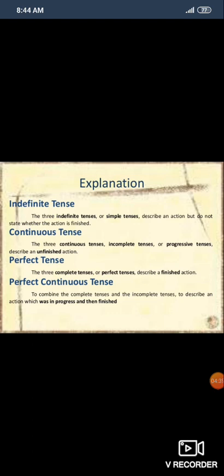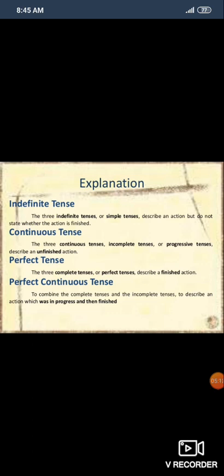The perfect continuous tense combines the complete tenses and the incomplete tenses to describe an action which was in progress and then finished. It means in this type of aspect, the task or the action was in process and then finished. That comes in the category of perfect continuous tense.